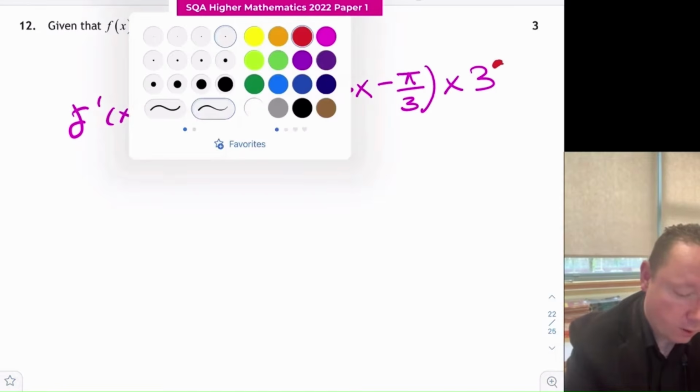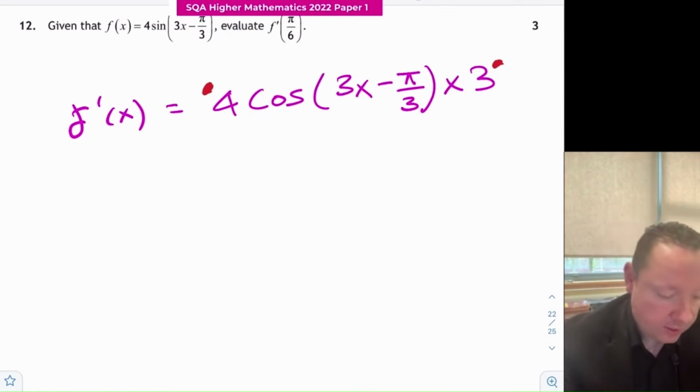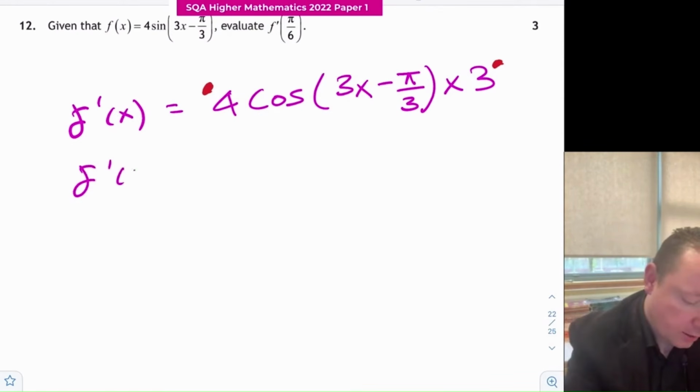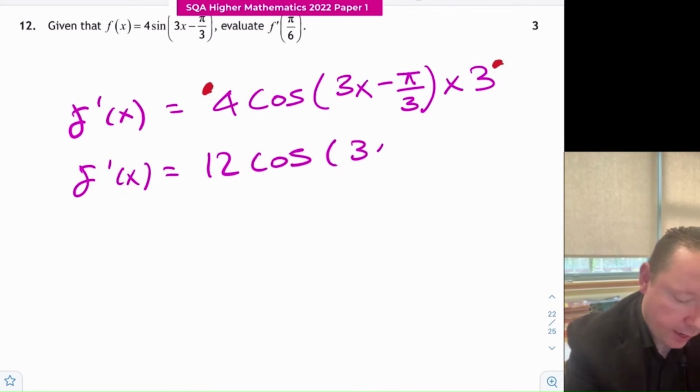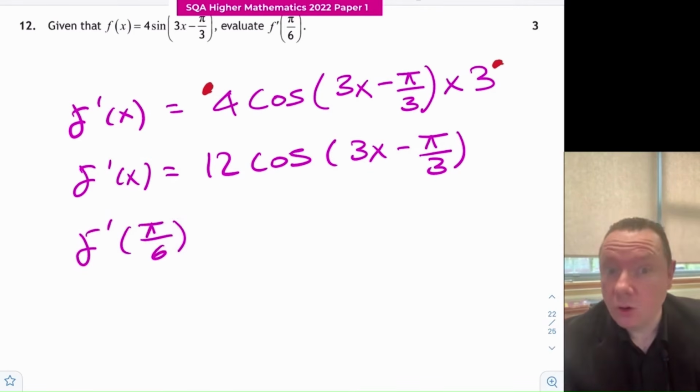And then our final mark, of course, is evaluating it. So I need to tidy it up and then substitute pi over 6 in. So f dash x equals 12 cos 3x minus pi over 3. So f dash of pi over 6. And this is an exact value, remember, because we are non-calculator.